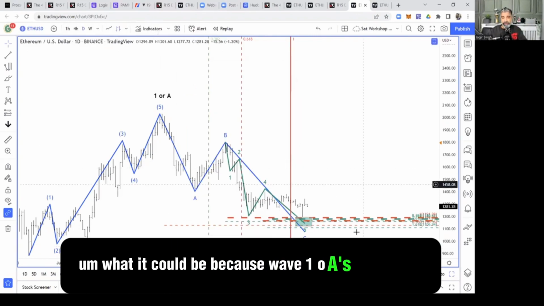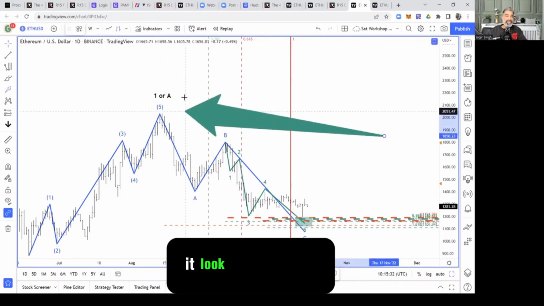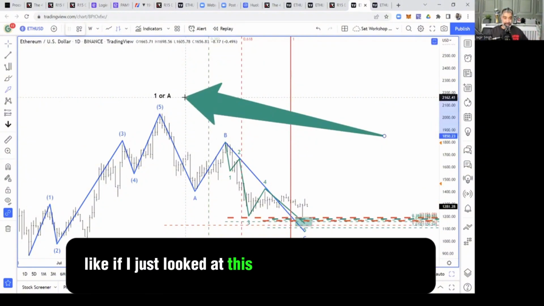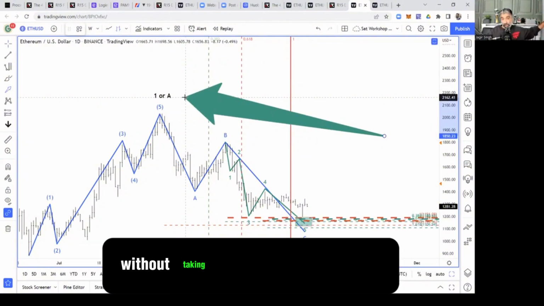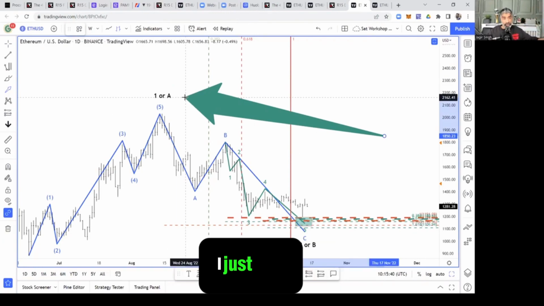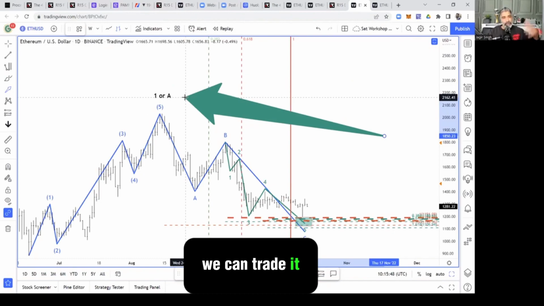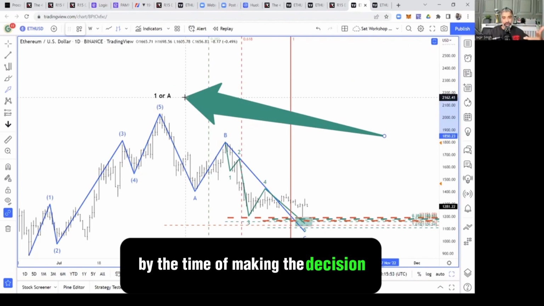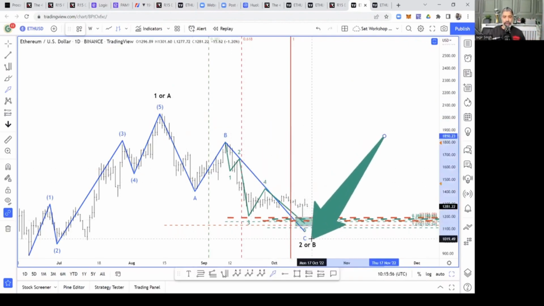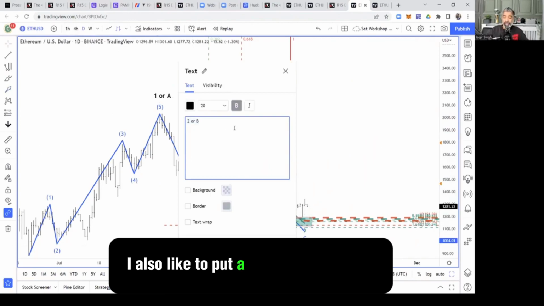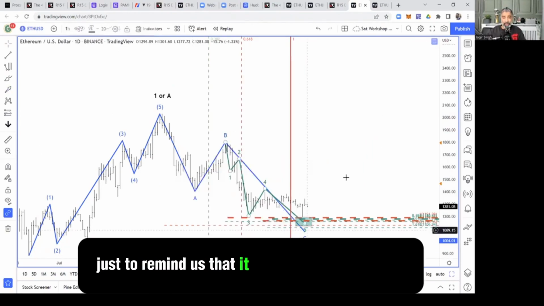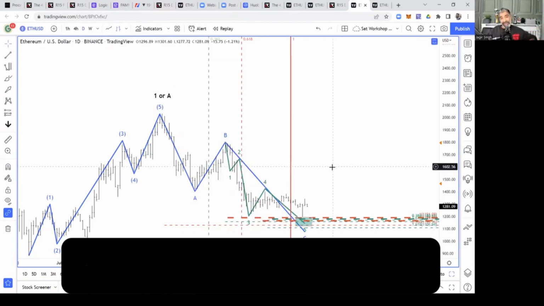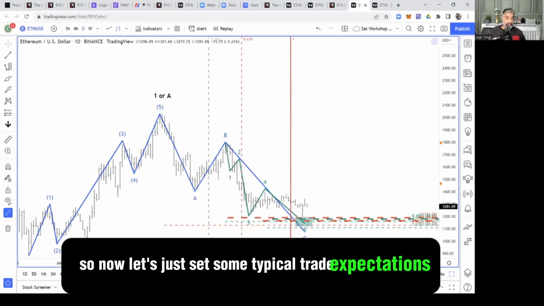Because wave 1 or A's and 2 or B's, they look identical. Like if I just looked at this and you just said, Jigga, what does this look like? Without taking the context of the rest of the market position, I just go, it looks like a wave 1 or an A. Well, which one is it, Jigga? I go, I don't know. We don't know, but we don't need to know. We can trade it because we can make money on a wave C and we can make more money on a wave 3. At the time of making the decision, we don't actually know which one it's going to be. Wave 2 or B, I often like to put in a question mark here just to remind us that it has not been confirmed. So we go, okay, so now let's just set some typical trade expectations.